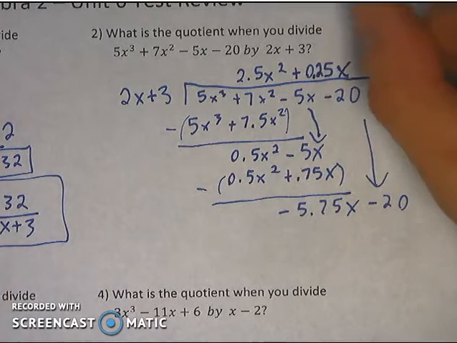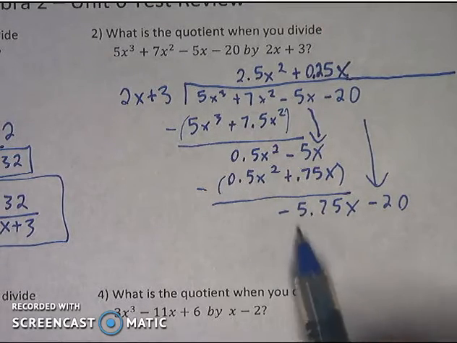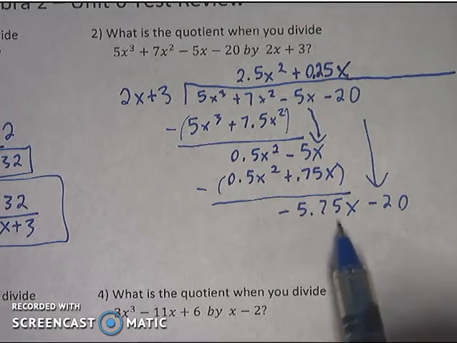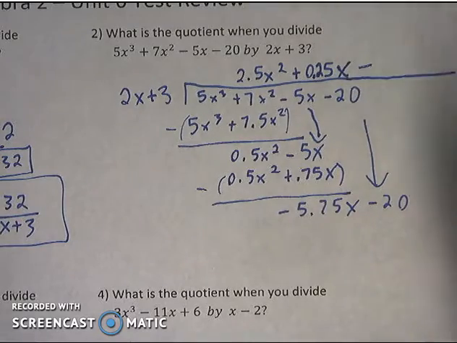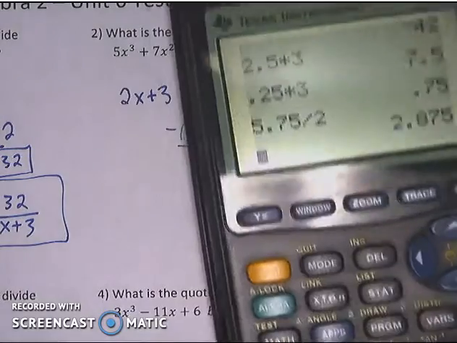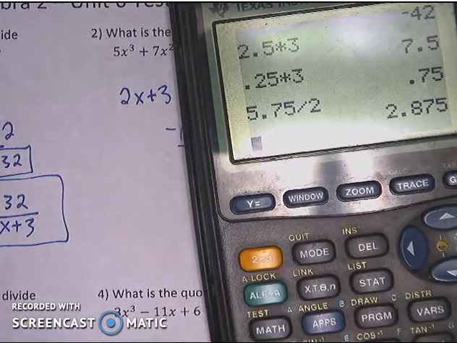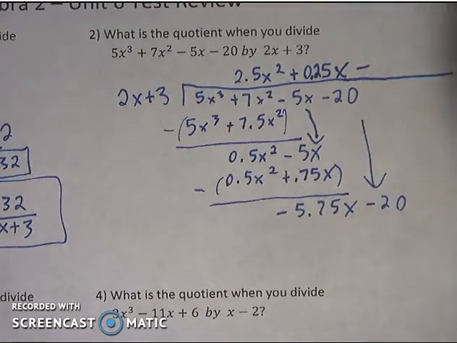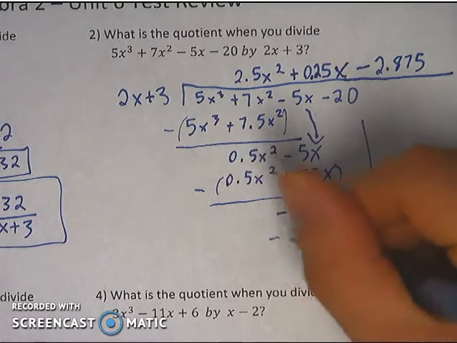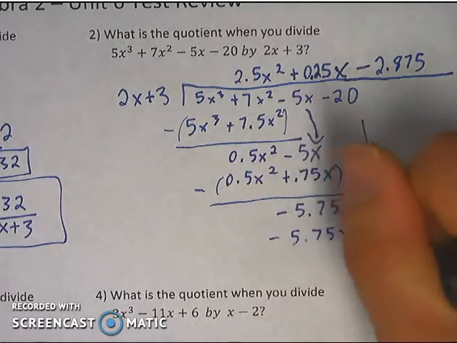And then you're asking yourself the question, how do you turn a 2x into a negative 5.75x? Well, that's going to be negative something. And then 5.75 divided by 2 is 2.875. So I'm just going to multiply by negative 2.875. And so that should give me negative 5.75x here.